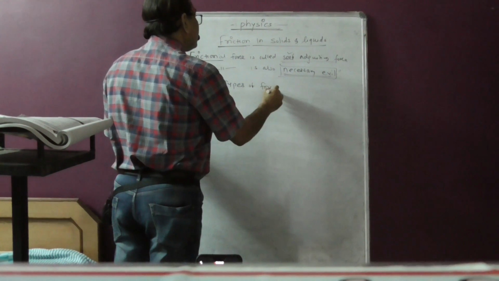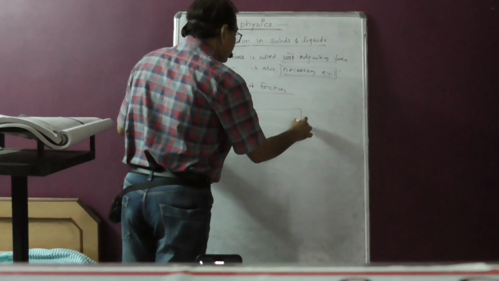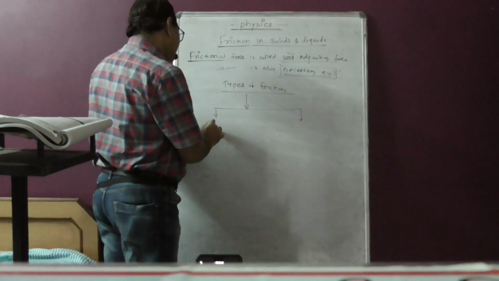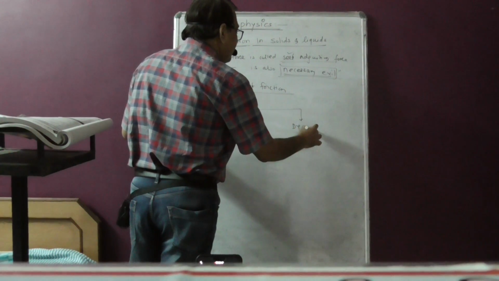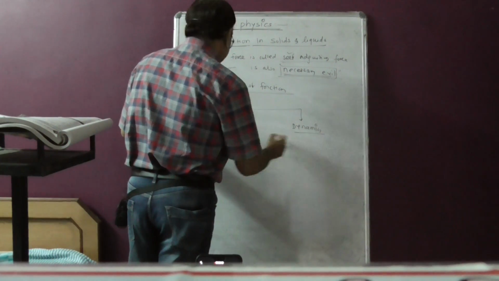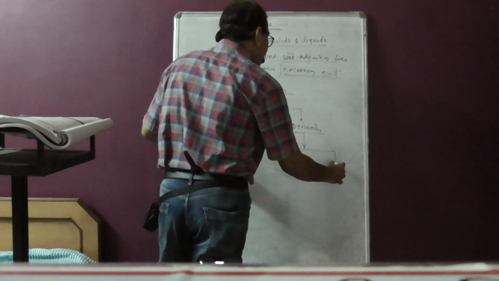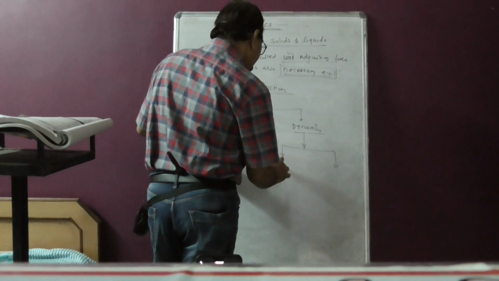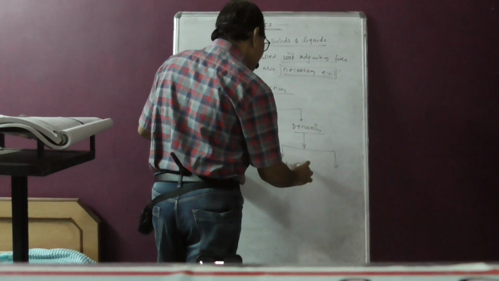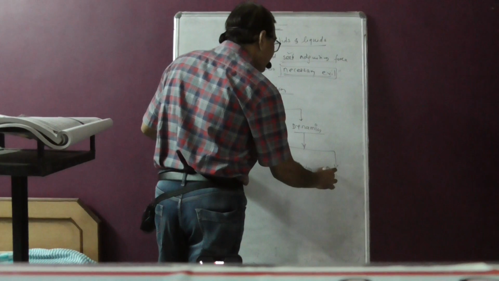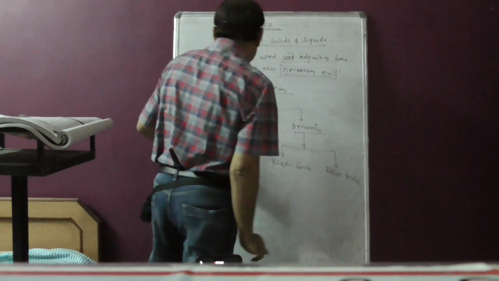Types of friction. There are mainly two types of friction: one is static friction and second is dynamic friction. Dynamic means when the body is in motion and static means when the body is in the rest position. Dynamic is further classified into two types, that is kinetic friction, and second is rolling friction.